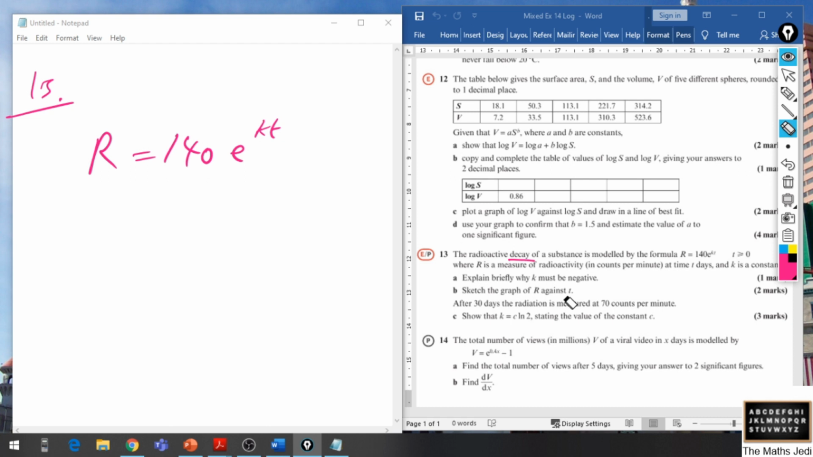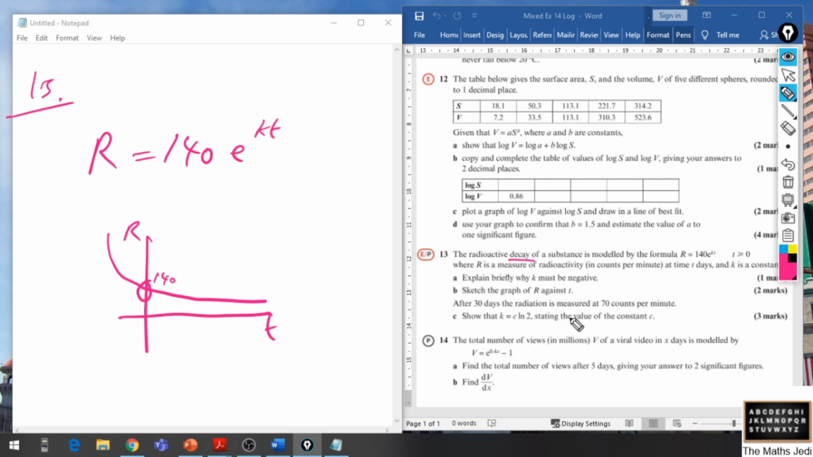Sketch the graph of R against t. Again, you can do some values and draw the graph. What you would expect is a graph where R is along here and t is along there, cutting through the axis. It should cut the axis at 140, because e to the power of 0 is 1. So it would cut the axis at 140, but it'd be an exponential decay, something like that.